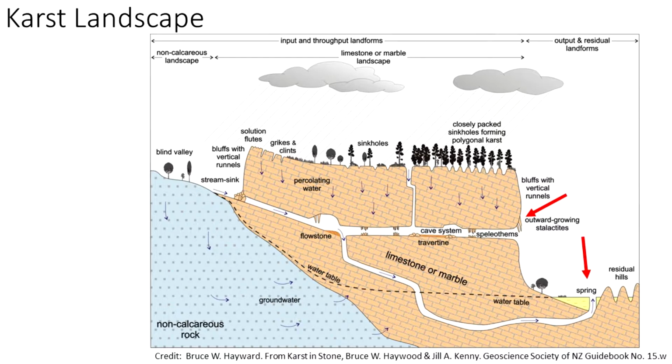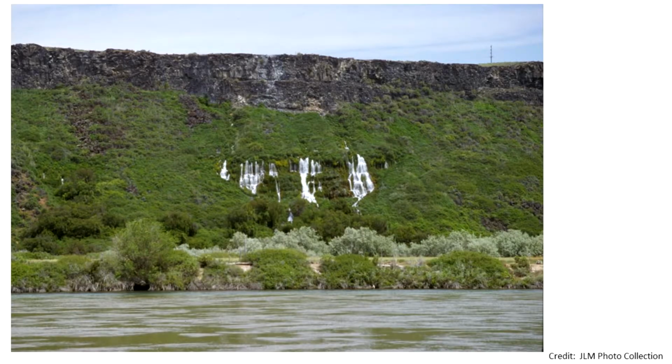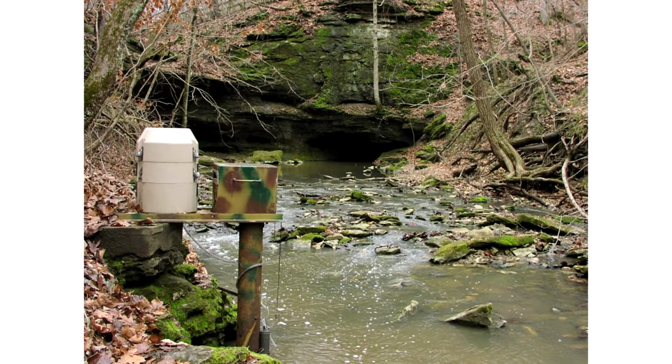But the springs are at the downstream end of the system. We've got two red arrows there. Sometimes the springs occur kind of high up on the side of a cliff. Other times they seep up out of the ground. This first example is some springs in Idaho. And you can see this is called Thousand Springs. There's just a bunch of different little springs all in the same area where water's leaving the cave system and coming back out into a surface stream.